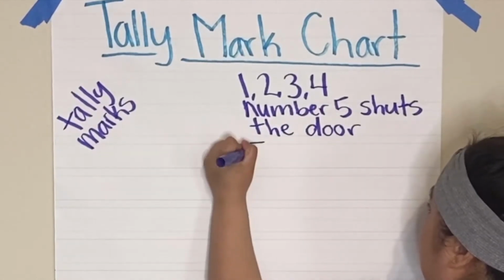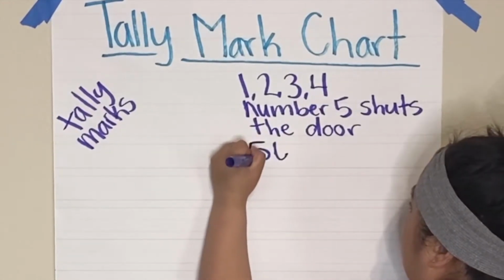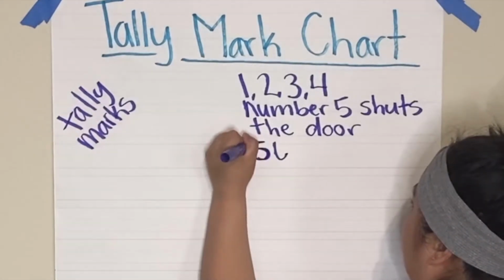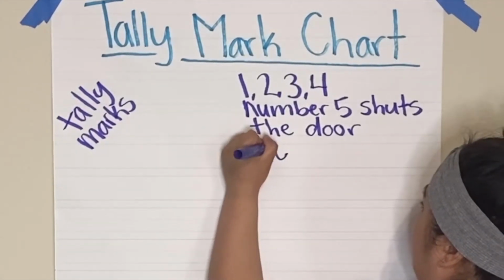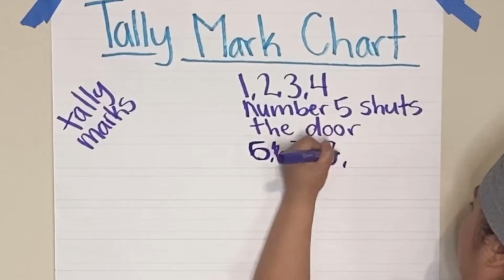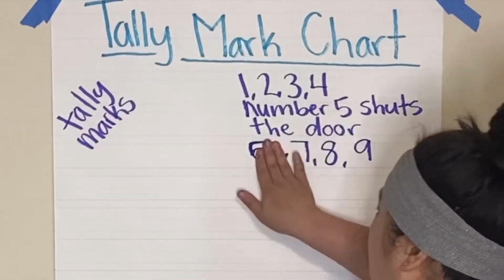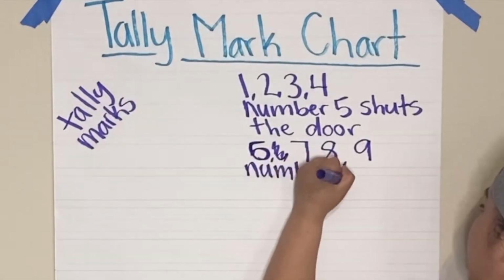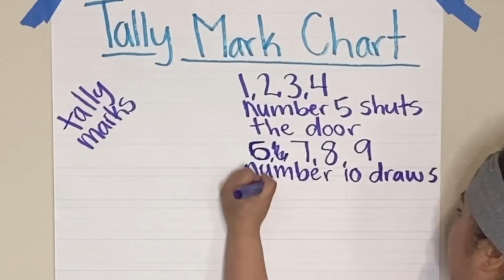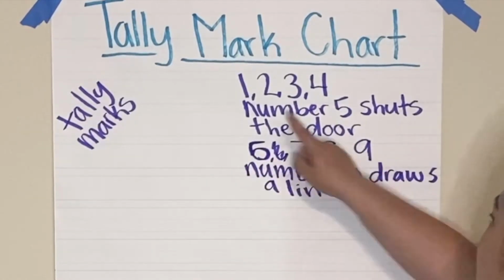So the first part is 1, 2, 3, 4, number 5 shuts the door. And I almost wrote 5 again, but it's actually 6, 7, 8, 9. Number 10 draws a line. Let's do it really quick. One more time before we draw.